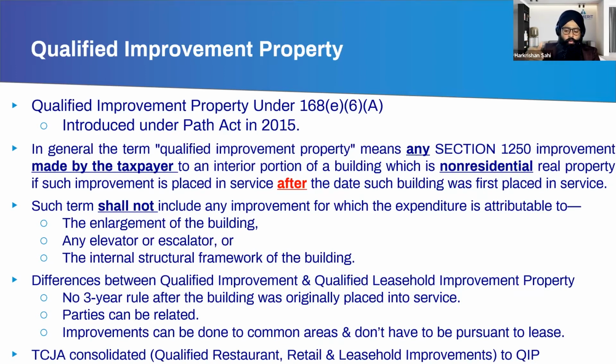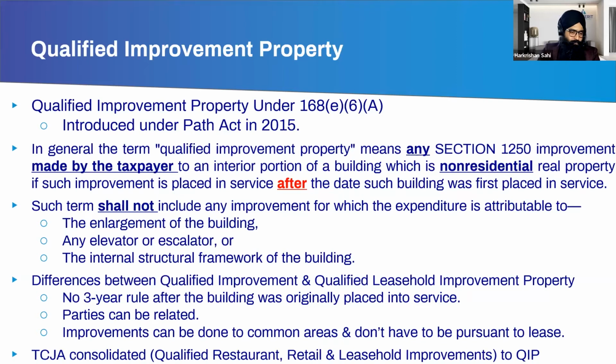Now you do not need to worry about the 3-year rule after the building was originally placed into service. If you remember back in the day when you used to take QLI, I'm talking prior to 2017, let's say you bought a building and did improvements to it, only those improvements would qualify if they were done 3 years after the original building was placed into service. Number two, the parties were not supposed to be related in order for you to get QLI. But in this scenario, you can be related parties. It doesn't really matter, right? And the third one is the improvements can be done to common areas and they don't have to be pursuant to a lease. They're pretty much making it so easy for people to qualify for QIP.